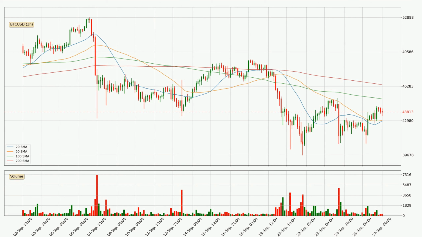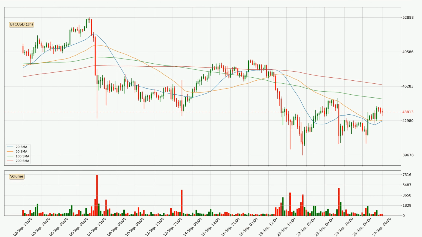Looking at the 3-hourly simple moving averages, at the moment, the price is between the 50 and the 100 SMA. If the price bounces off the 50 SMA, which is currently at 42,995, it could be seen as a support, and the 100 SMA that is at 45,061 could be perceived as a resistance to the upside. If there were to be a break either way, it means that there could be a continuous move in that direction.